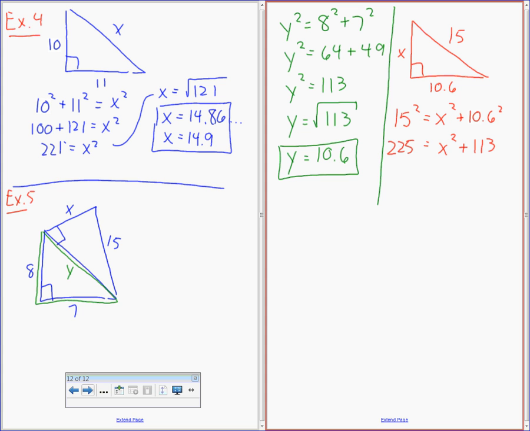Luke, I'd like you to be brave and solve for x, please. What do we do? We do 225 minus 113 equals x squared. That's 112, which is x squared. That should be very close to 10.6. Oh my goodness, wow. 5, 8. Whoa.